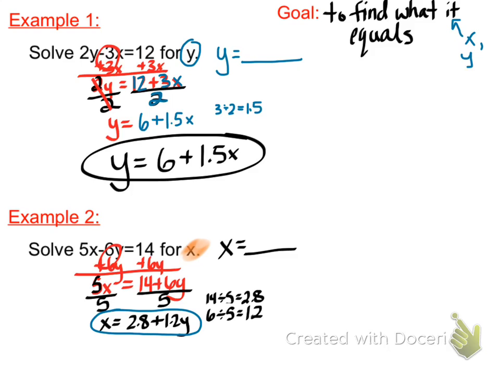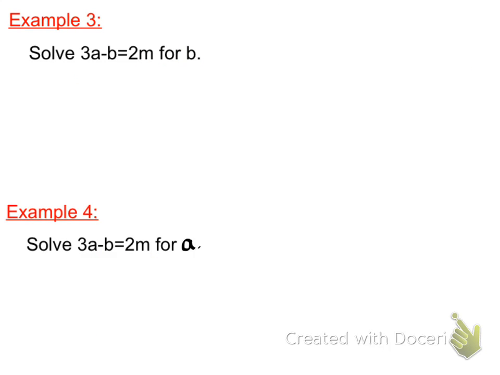So now let's take a look at example 3. There's a lot more variables in this one, but it's the same exact idea. Now we're doing 3a minus b equals 2m, and we're solving for b. So we start with thinking about where b is and trying to get the b alone, because we want b equals something. So it starts with getting rid of the 3a's. I do that by putting a negative 3a's on both sides, because 3a and negative 3a make a 0. What I'm left with is negative b.